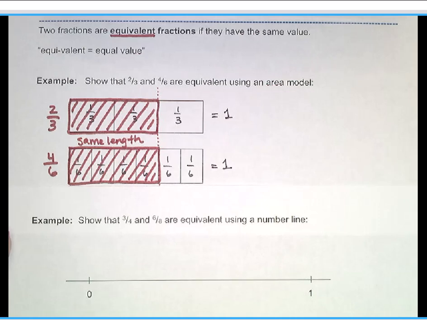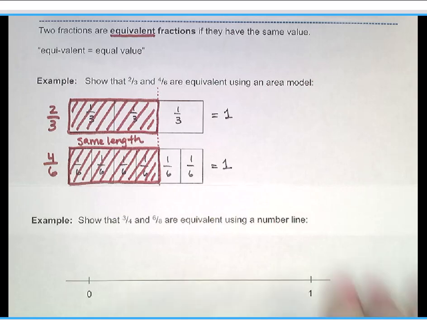If you want to do this on a number line, it's super similar. I just slightly changed the numbers here, but it's kind of the same idea. It's just a single dimension. You don't have to draw rectangles. So show that 3/4 and 6/8 are equivalent using a number line. That means I need to cut this into fourths, but I also need to cut it into eighths.